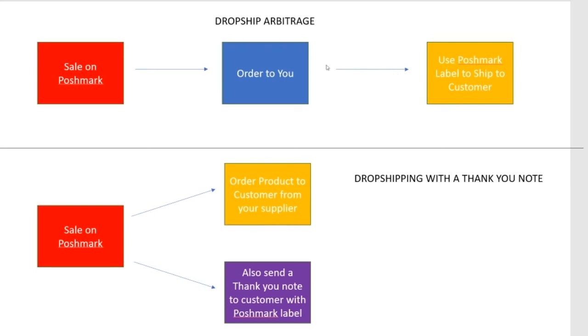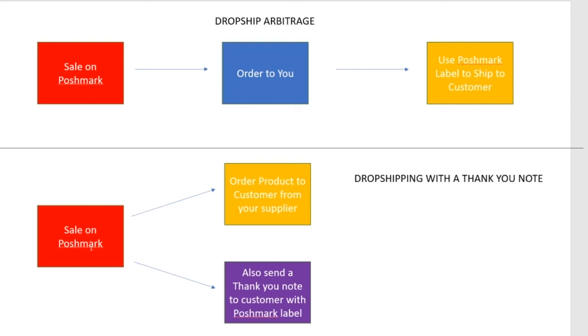That's dropship arbitrage. You can do that. And this was very, very effective. I used to do this all the time. I still do it with certain listings, but now I've been kind of moving to this, which is drop shipping with a thank you note. So same thing with any other drop shipping. You list on Poshmark, you make the sale on Poshmark, then you order that product from your supplier to the customer just like you would any other marketplace, just the same, right?